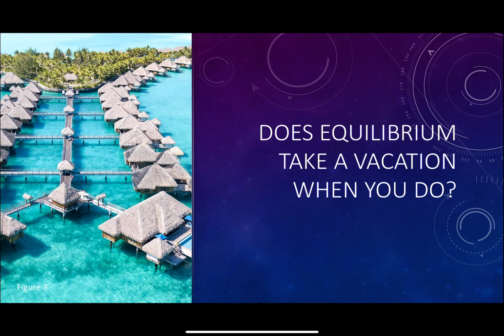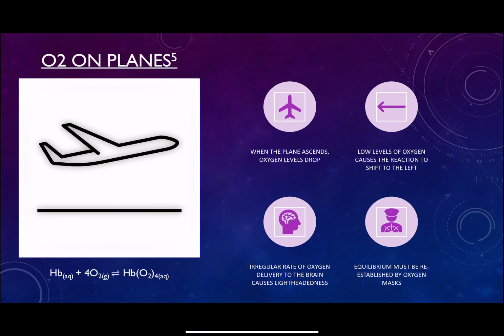Okay, so here's a fun little thing that we're going to do. Let's time travel to 2024. It's almost graduation, COVID has become an endemic, and you and your vaccinated friends decide to go on a vacation to Bora Bora. Now, you could walk or you could swim there, but the most efficient option would be to take a plane. Your friend Mary is worried because she always gets lightheaded on planes, but with your thorough understanding of equilibrium, you explain to her why this is.